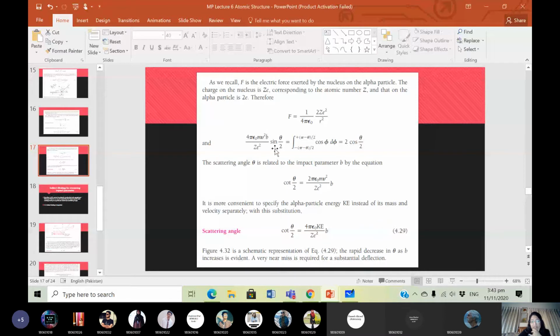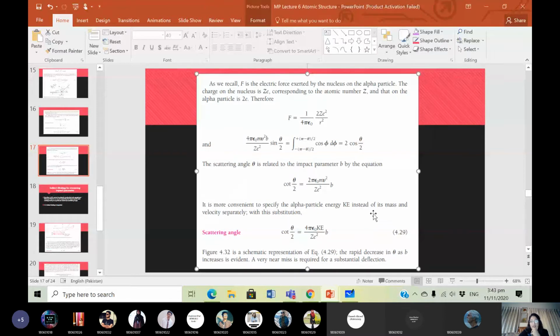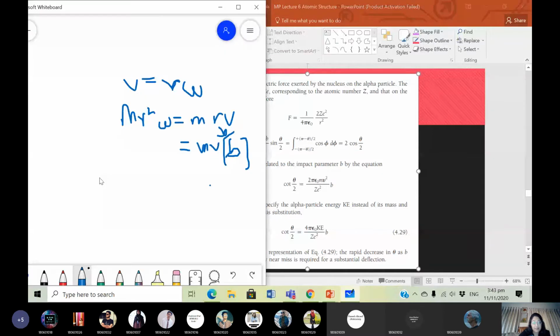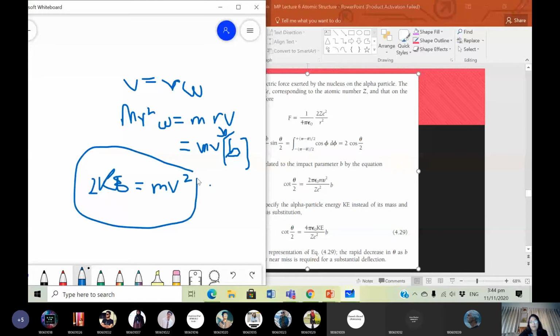ठीक है, it's more convenient to specify the alpha particle kinetic energy instead of its mass and velocity separately. Basically, alpha particle की mass यहाँ पे we see mv square over here, ठीक है? इसके बजाय हम 2 kinetic energy डालते हैं. We know that kinetic energy is half mv squared, right? So 2 times kinetic energy is equals to mv squared. ठीक है? ये equation हम इसमें mv square की जगह 2 kinetic energy डालते हैं. So we get 4, ये 4 जाएगा, and we get this equation. Any questions up till here?